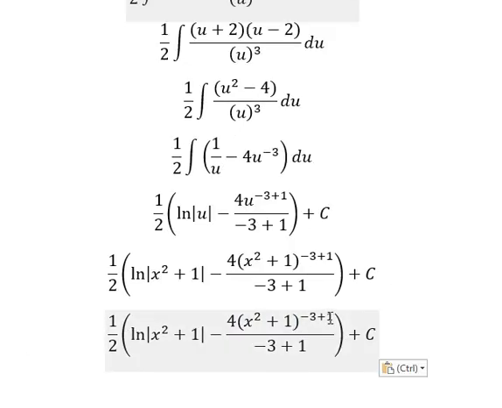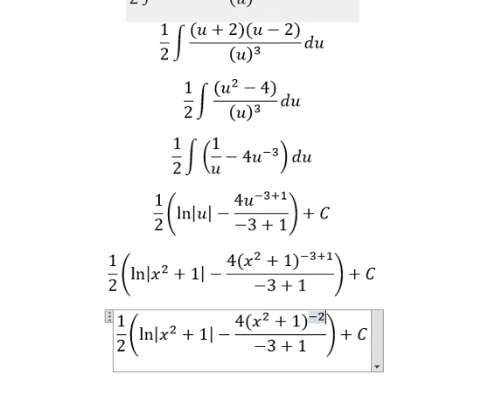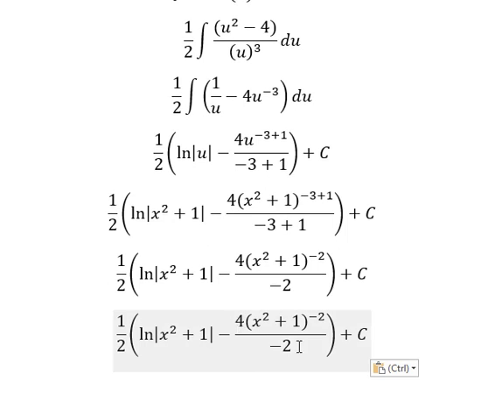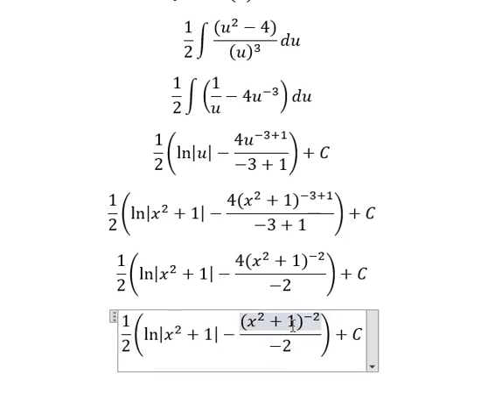This is negative number 2. This is negative number 2. Negative number 4 divided by negative number 2, we have positive number 2 in here.